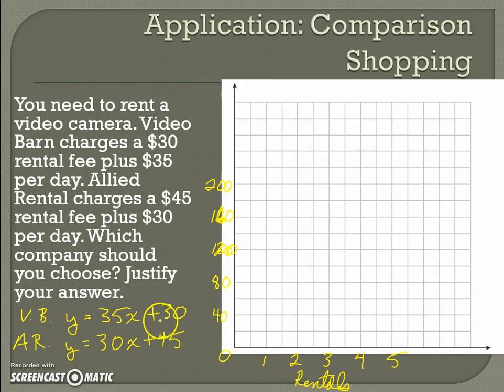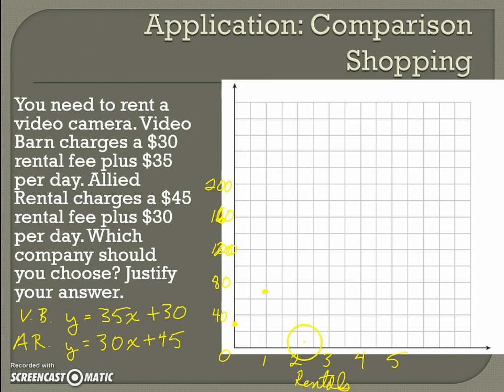So I'm going to plot both of these different ones and see where they are. So the Video Barn starts at 30. If this is 20, then 30 is going to be right here. And then it's $35 more per rental. So for one rental, it's going to be 35 plus 30, which is 65. All right, so I find where about 65 would be, which is going to be this spot right here, and I get a pretty good line that looks like it's going to increase in this direction.